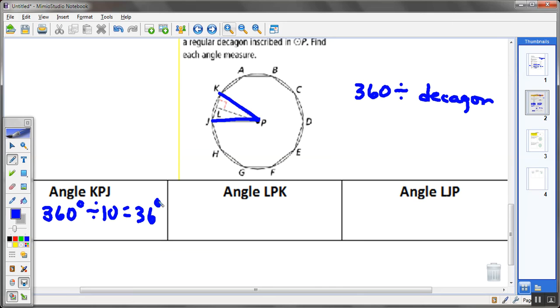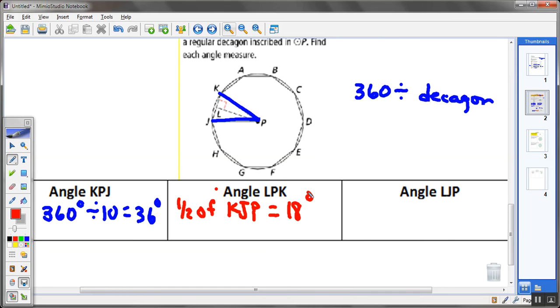Okay. So let's look at angle LPK. Where's LPK at, kids? Okay. Angle LPK would be half of this right here, wouldn't it? It's half of, which would be what? Okay. How about angle, what's that say? LJP. Angle L to J to P. I like this one right here.